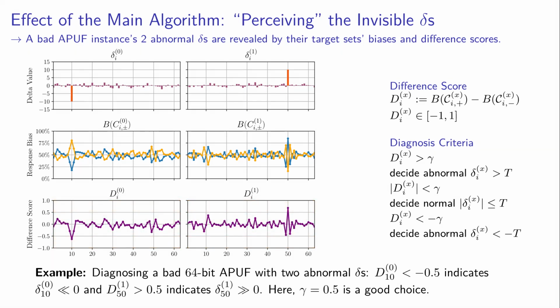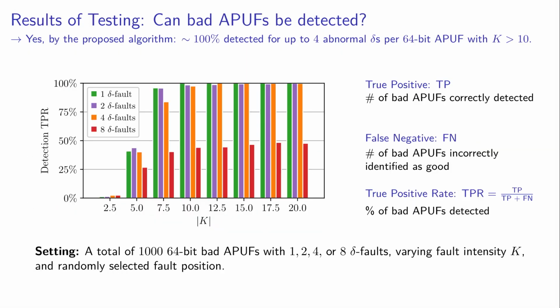Our primary simulations used to verify the proposed testing and diagnosis algorithm were performed over 1064-bit bad APUFs. We used a variable number of delta faults and fault intensities K. These results are for bad APUFs being correctly identified as bad, but not necessarily pinpointing the exact abnormal deltas. The simulations show that once K is greater than 10, our methods have a detection rate of nearly 100% for up to 4 abnormal deltas in each of the bad APUFs.